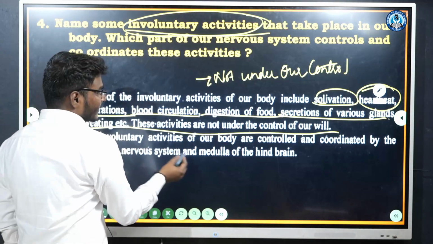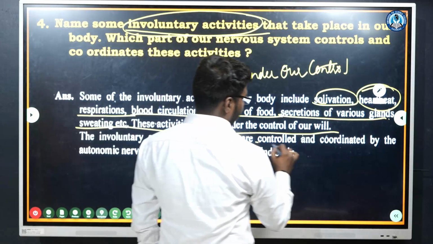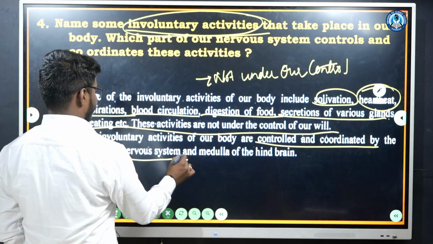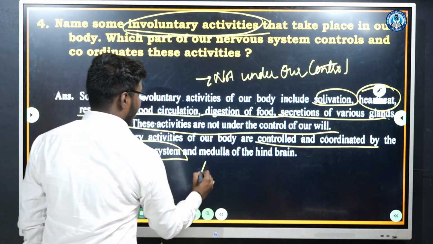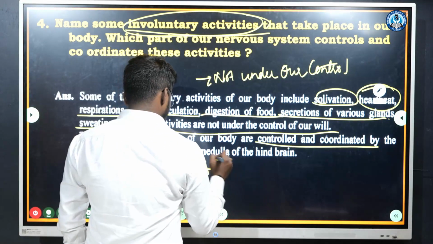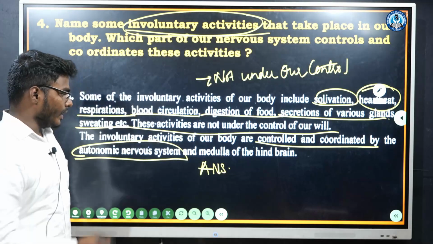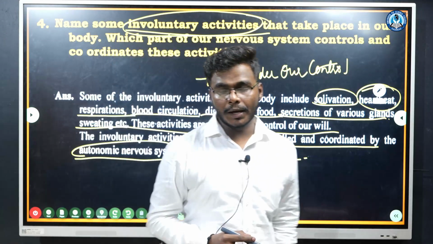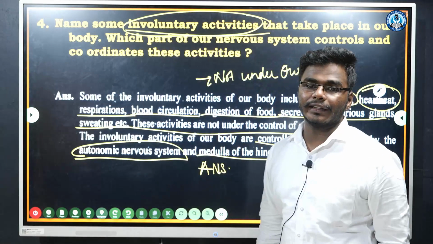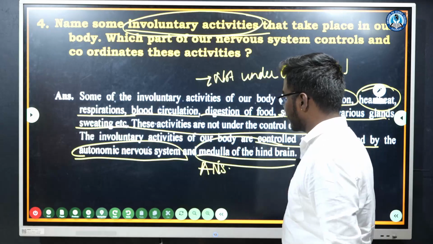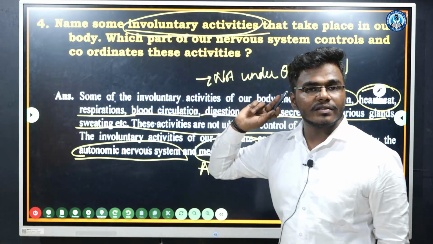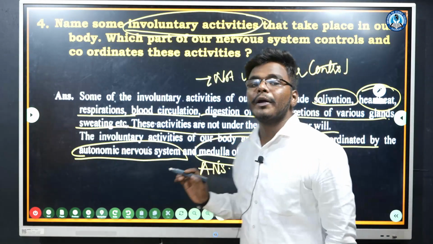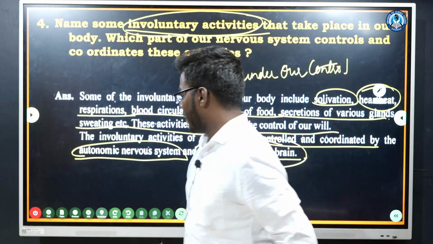So the involuntary activities of our body are controlled and coordinated by the autonomic nervous system. So my dear students, it is ANS, and the medulla of the hindbrain that controls the involuntary actions. So please keep this in mind. Involuntary actions are controlled by the autonomic nervous system and the medulla of the hindbrain.